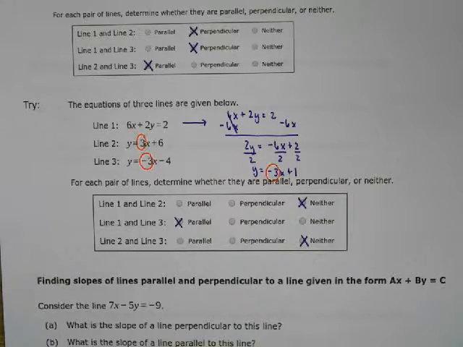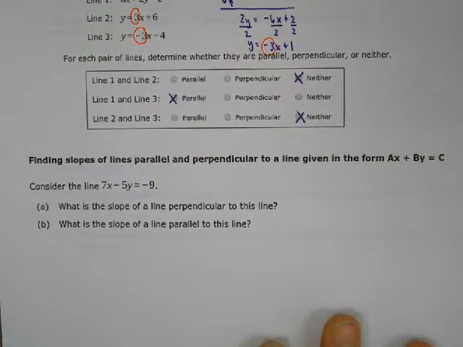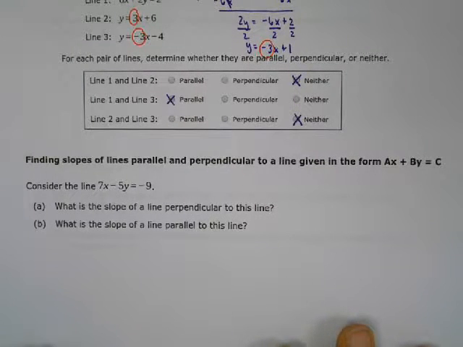Okay, so the first piece of this has just been, if I have an equation, can I decide if they're parallel, perpendicular, or neither? And so for the last few examples here, what we're going to be doing is writing equations of lines that are either perpendicular or parallel to a given line. So let's look at this next piece. It says we're finding slopes of lines parallel and perpendicular to a given line.